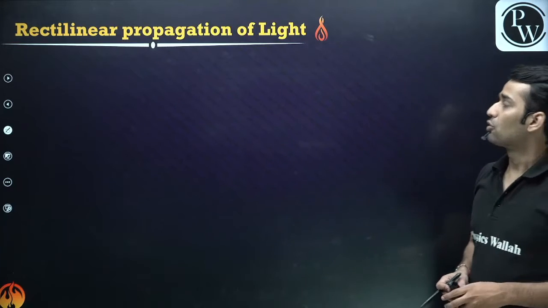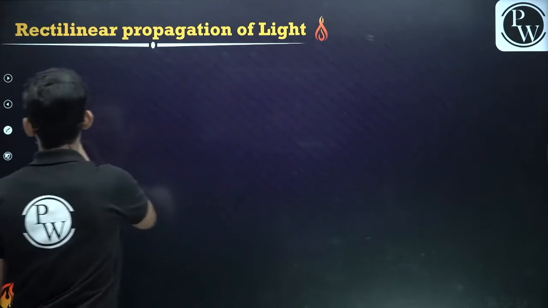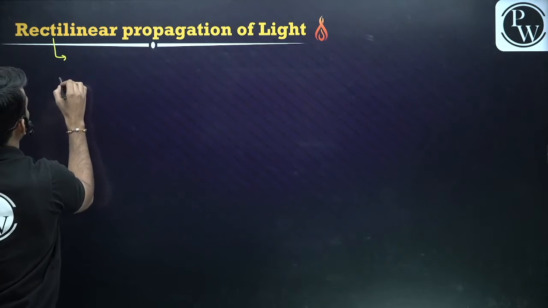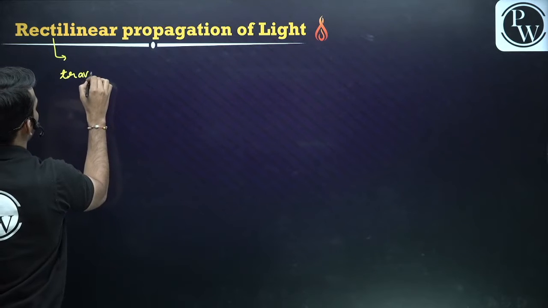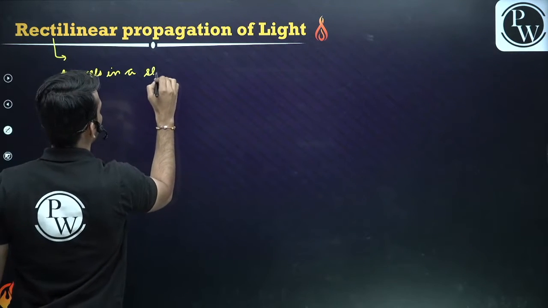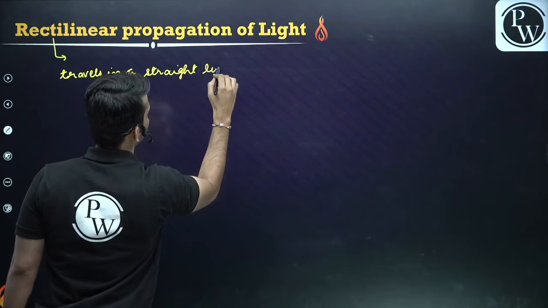Okay, so next is rectilinear propagation of light. Rectilinear means travel in a straight line. Rectilinear means travels in a straight line. Now what does this theory give us?